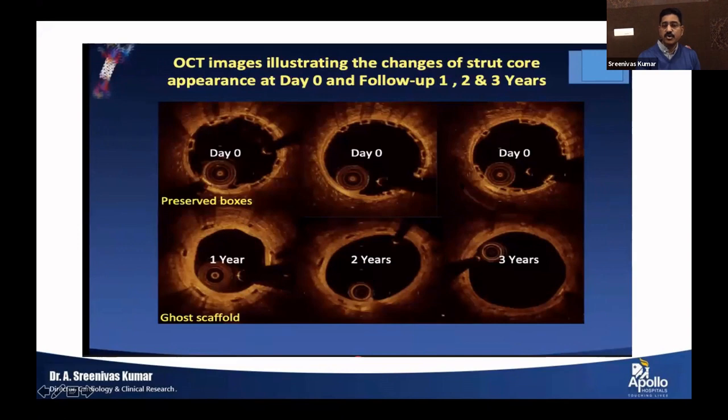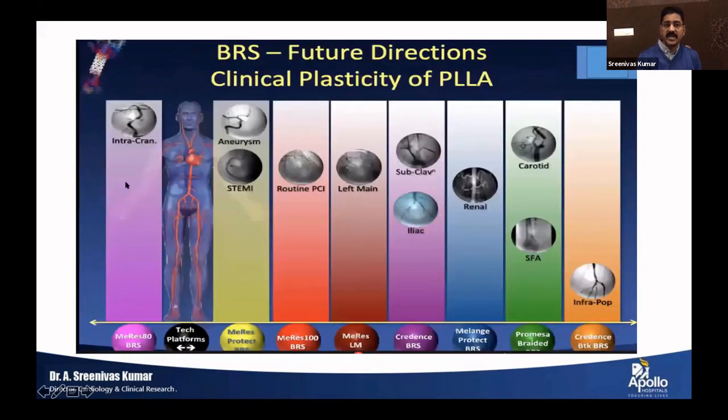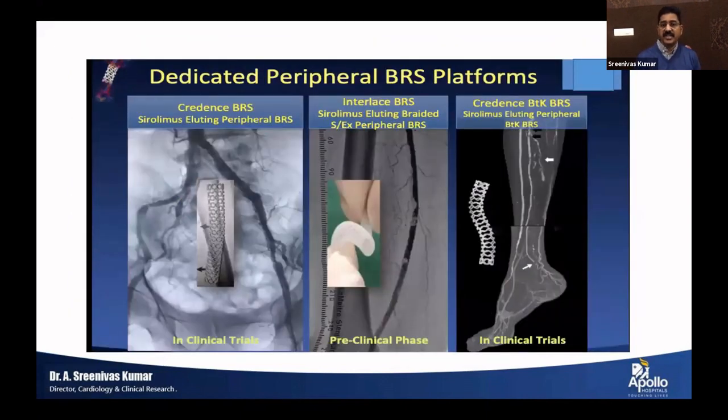The study showed that at 3 years, it is getting absorbed totally. And the radial strength is also preserved compared to all other metallic stents which are there. Reasonable radial strength, even with this. And they're trying to work on this even in intracranial aneurysm parts and peripheral areas. That's how Meril, the Indian company, is making India proud. And they're trying to work on various below-knee stent platforms also.